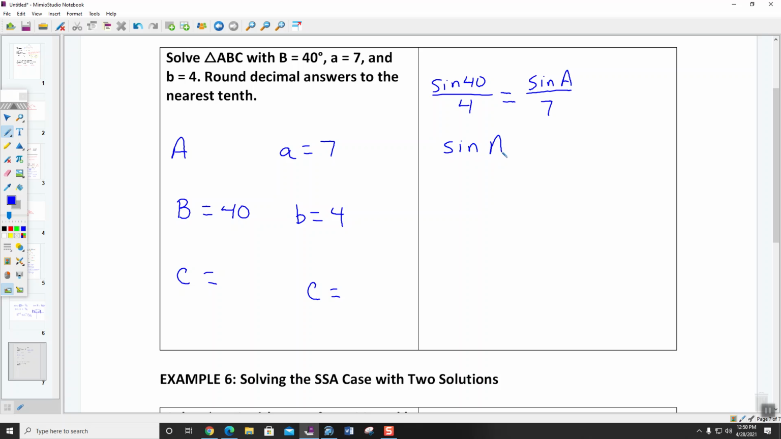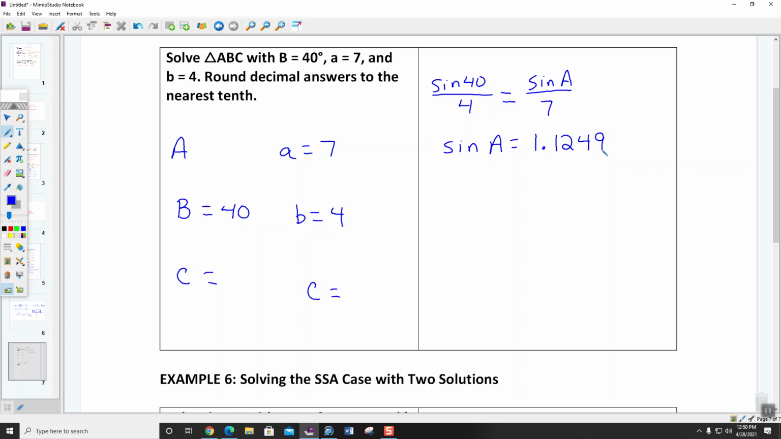Give me 4 places on that. 7 times sine of 40 over 4. I feel like this is wrong. I got 1.1249. That's what I got, Cora. Okay. All right, so let's talk about this right here.